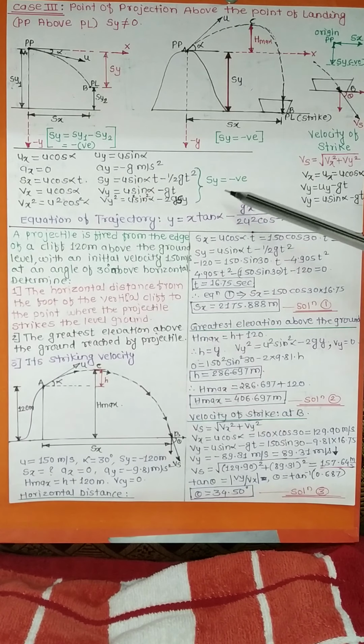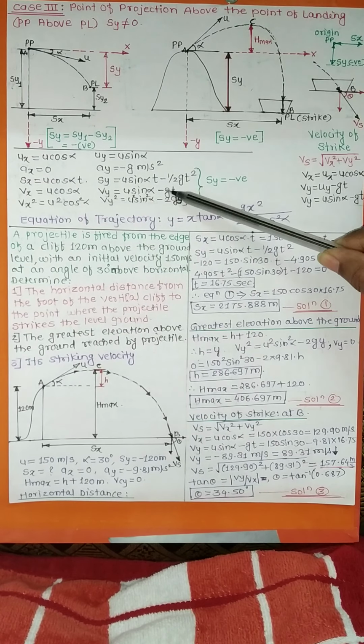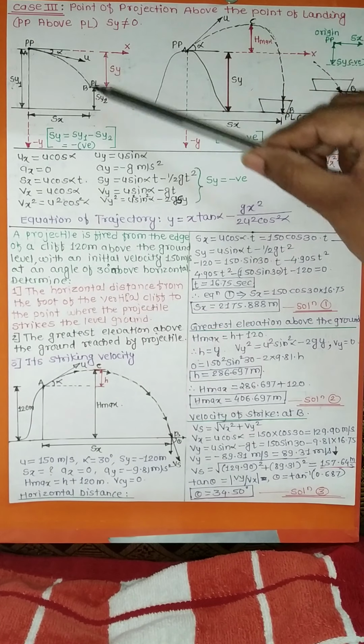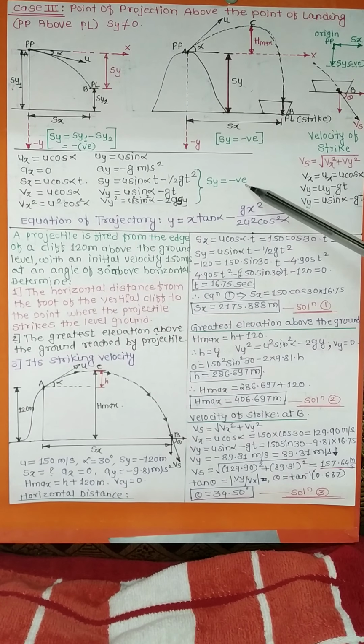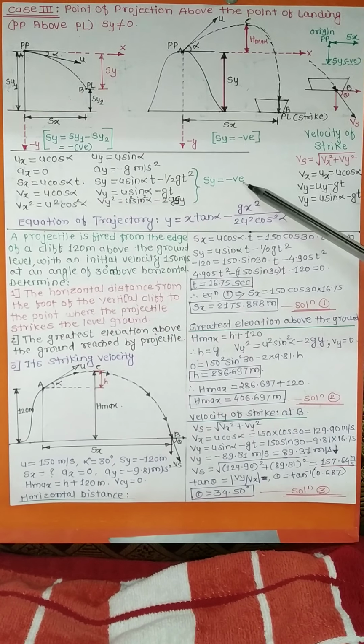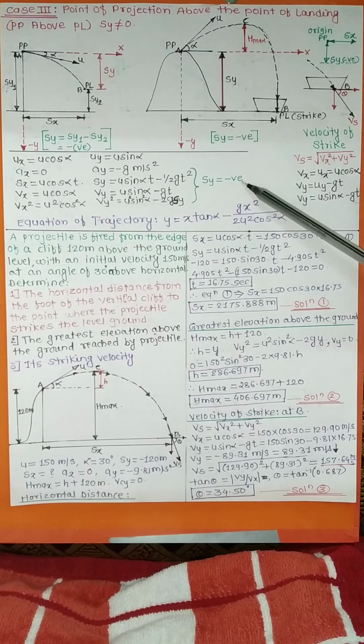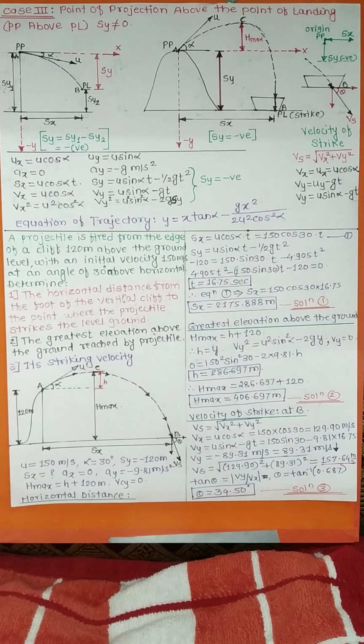Now it is very important to note that in this condition, that means point of projection is above the point of landing, the displacement along y direction we have to consider in negative sense, because it falls below the point of projection. Therefore we are defining it with a negative sign. Now in this case we are using the equation of trajectory also, as we know that the equation of trajectory is y is equal to x tan alpha minus gx square upon 2u square cos square alpha. Now see the numerical related to this topic.